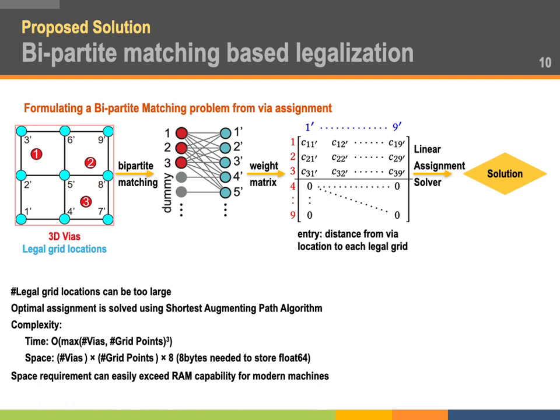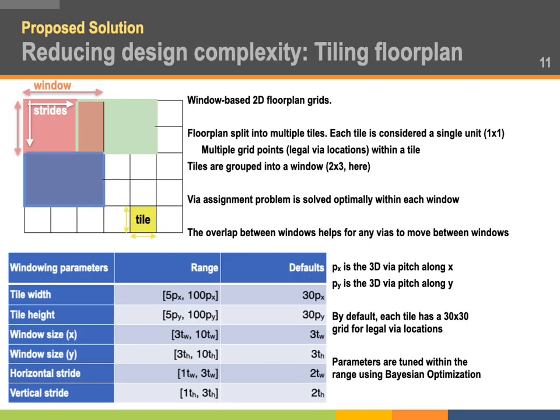The linear assignment problem is solved using the shortest augmenting path algorithm, but the problem here is that this algorithm can have quite a high time and space complexity, especially because we have a lot of legal grid points in any given layout. So we introduce a divide and conquer approach by splitting the whole floor plan into different tiles, where each tile can be considered as a single unit, and multiple of these tiles form a window. This window is slid across the whole floor plan, and within each window we solve the optimization via assignment problem optimally.